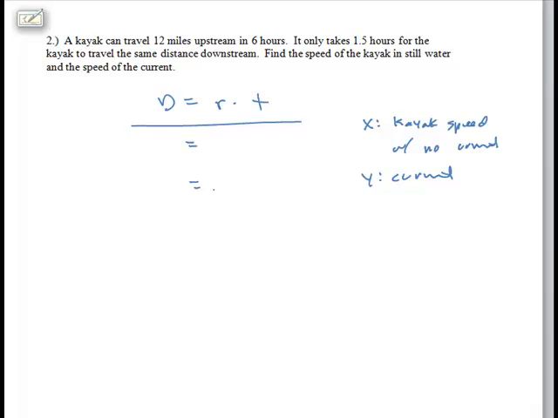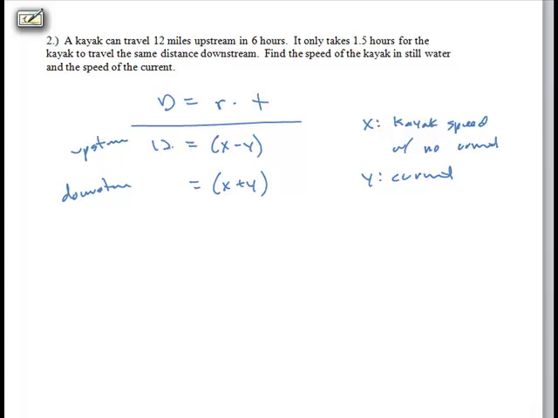So set up the problem. The first part of the trip is the upstream portion. Then you turn around and go downstream. So upstream, the current is working against you, so we're going to represent that same as the headwind in an airplane, X minus Y. The downstream, X plus Y, same as the tailwind. It's making you go faster.